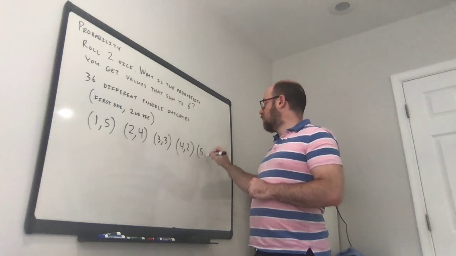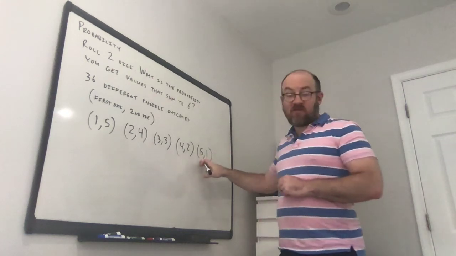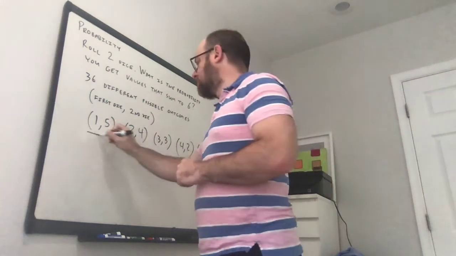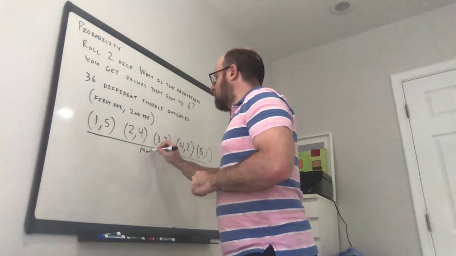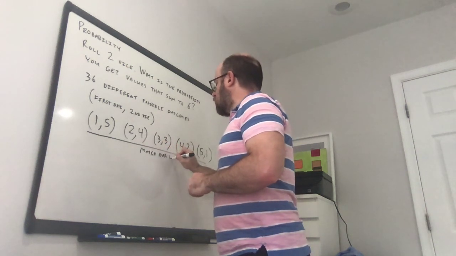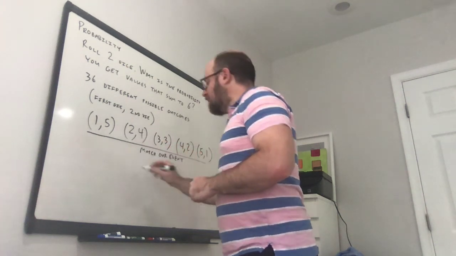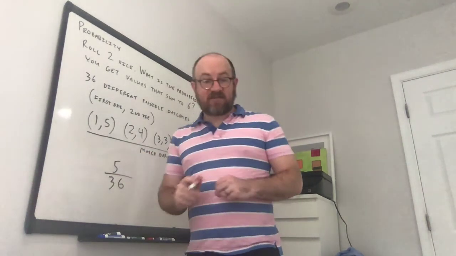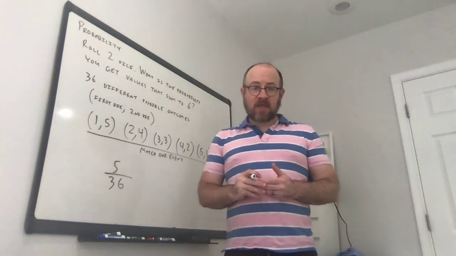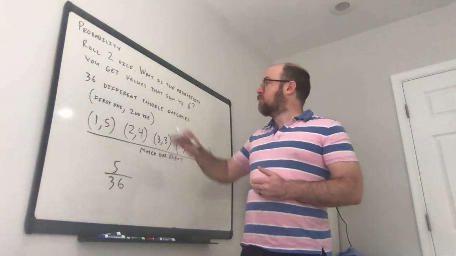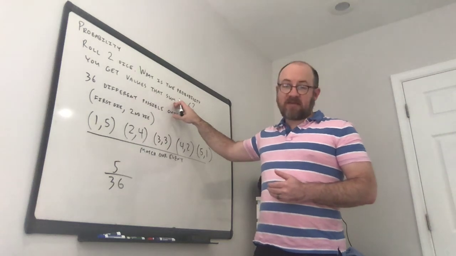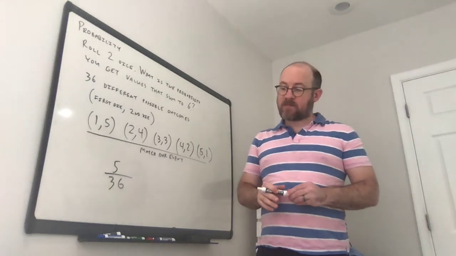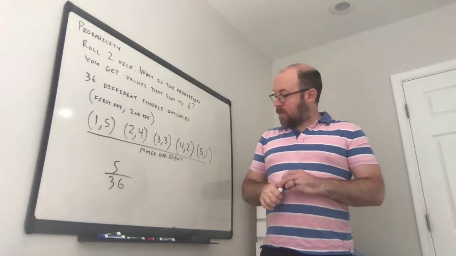And so one last one, a 5 on the first die and a 1 on the second die. So these are the ones that match our event. And so 5 match our event out of 36 total. Okay? And so that gives you the probability. The probability of rolling 2 dice and getting 2 dice that sum up to 6 is going to be 5 out of 36.